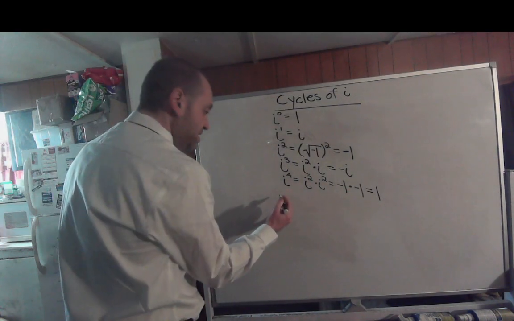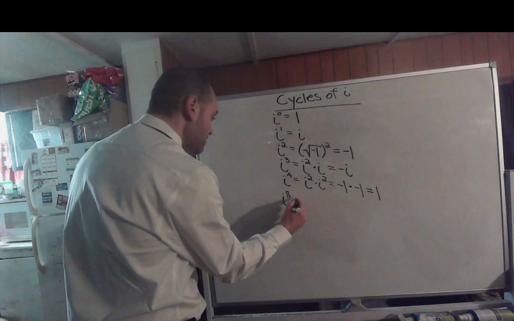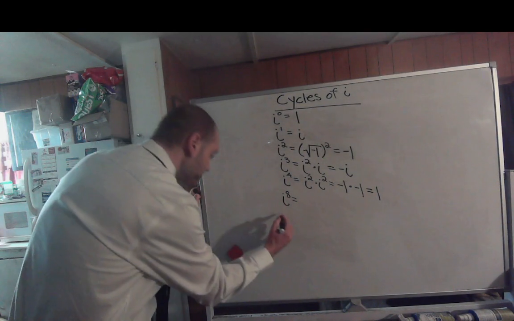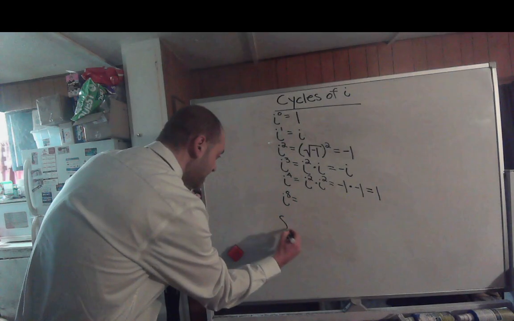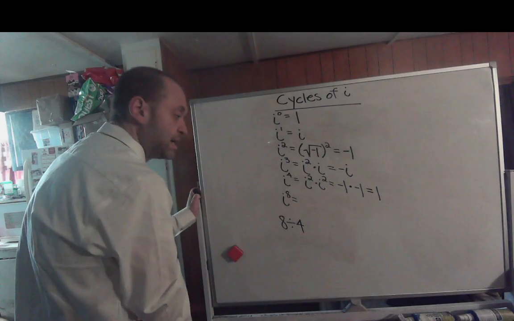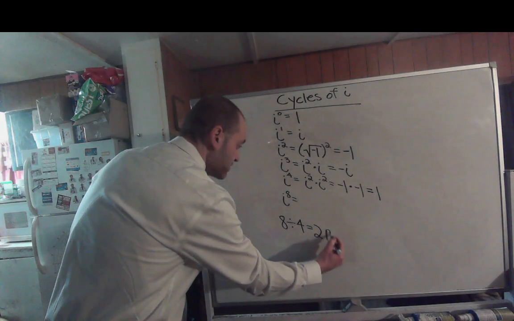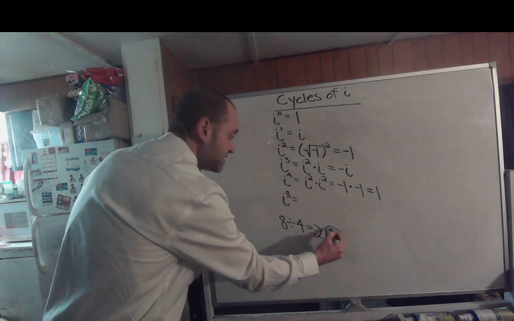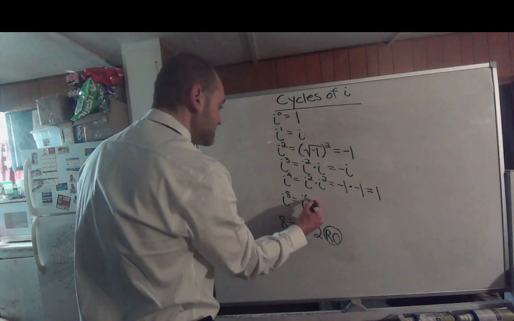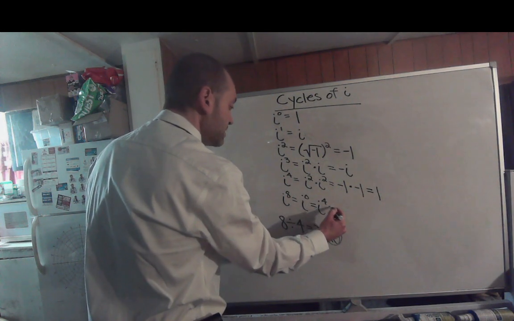Let's do i to the eighth. So let's take 8 and divide it by 4. 8 divided by 4, you get exactly 2 with no remainder. Again, it's that no remainder. This is the same as i to the 0, which is also the same as i to the fourth, if you notice. You get 1.